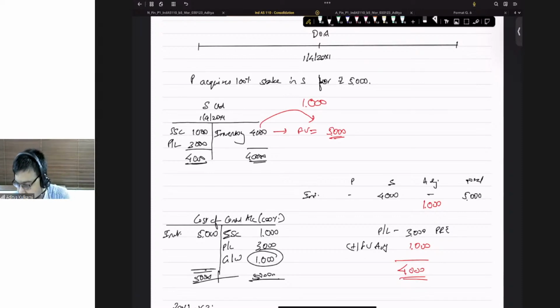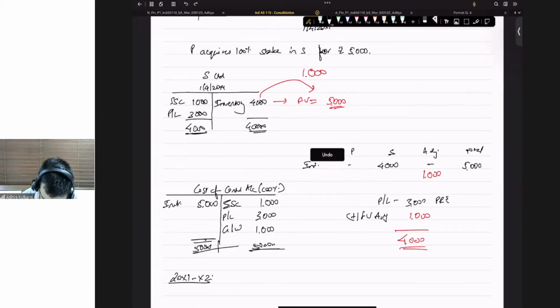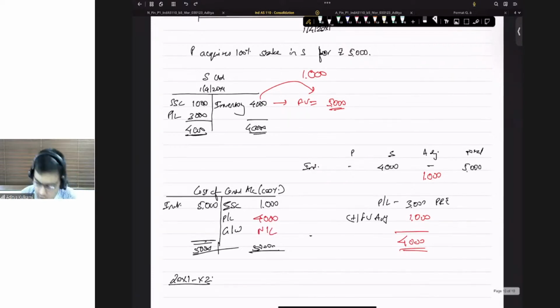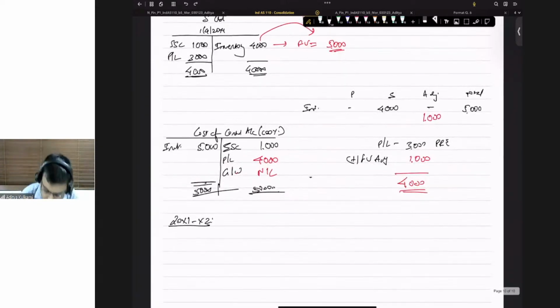I'm coming to that. I have still not yet done. If you're convinced about no goodwill, then I will move on to the next adjustment. I have not yet come to what will happen in the future. I am still stuck on the date of acquisition. Now I am moving forward to the post acquisition period.